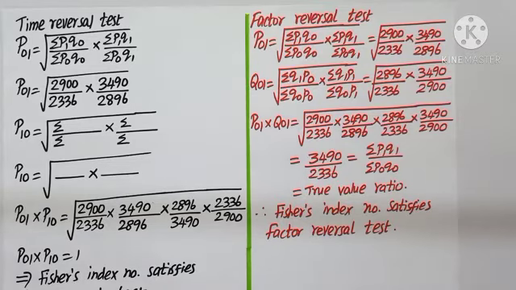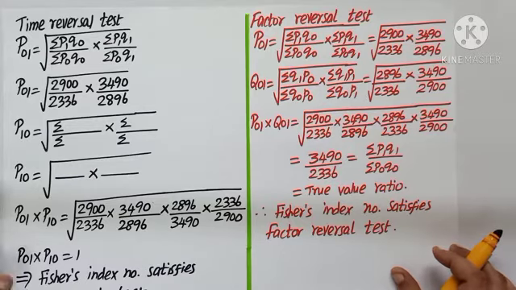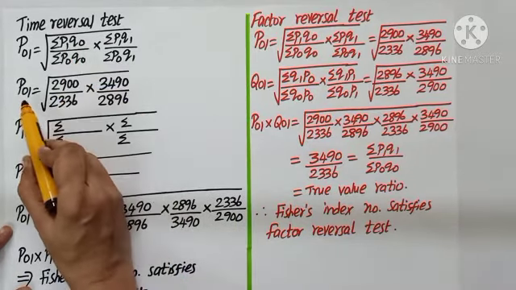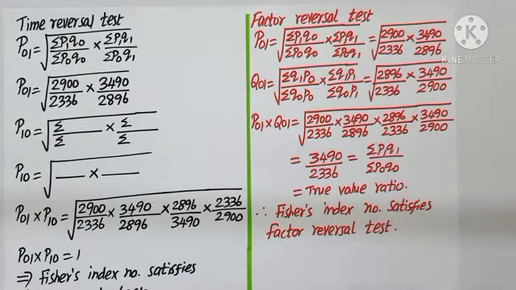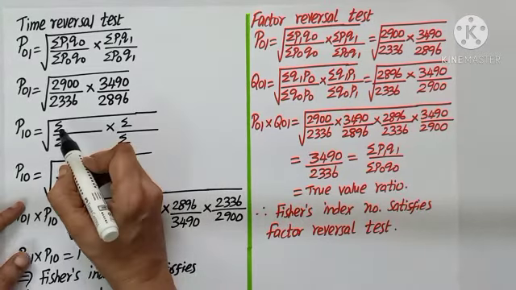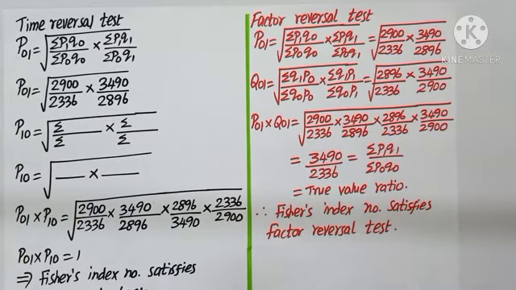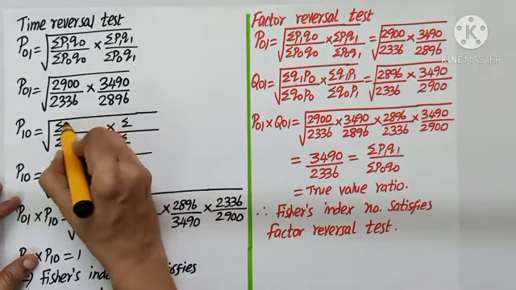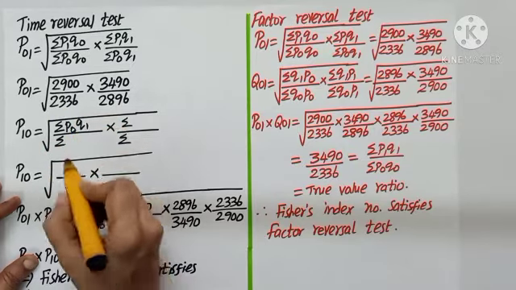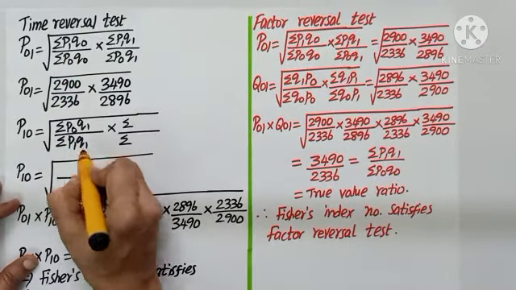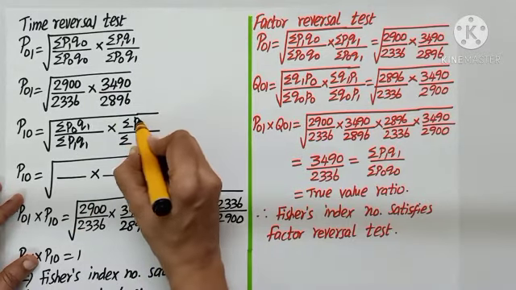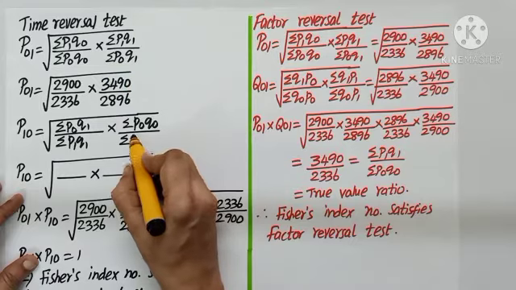How are we to show that? For time reversal, let us write the first formula, that is P01. We have substituted the values. Now we have to substitute P10. That is, wherever 0 comes, we are going to put 1, and wherever 1 comes, we are going to put 0. So sigma P1 will become P0, Q0 will become Q1, P0 Q0 will become P1 Q1, P1 Q1 will become P0 Q0, P0 Q1 will become P1 Q0.